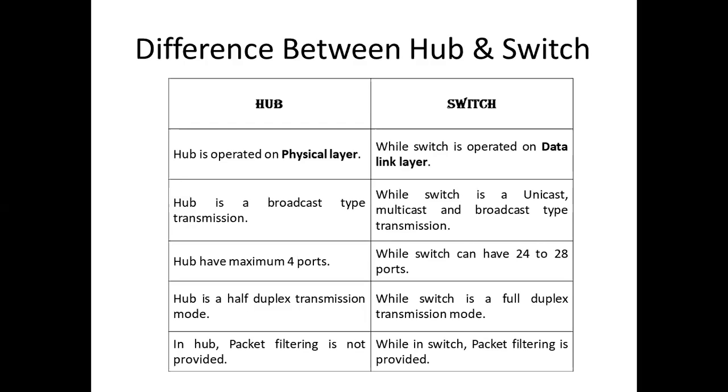Now the next thing that we need to see is the number of ports. Generally, a hub has a maximum of 4 ports, while a switch can extend from 24 to 28. The next important concept is duplex transmission mode. A hub is half duplex, while a switch is full duplex. Now let us see what the duplex methods are.